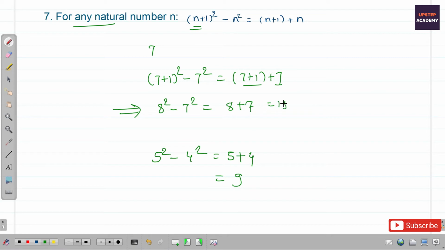Here it will be 15. These are the properties of square numbers. One more property of square numbers is present. That property is: the sum of the first n odd numbers is n square.